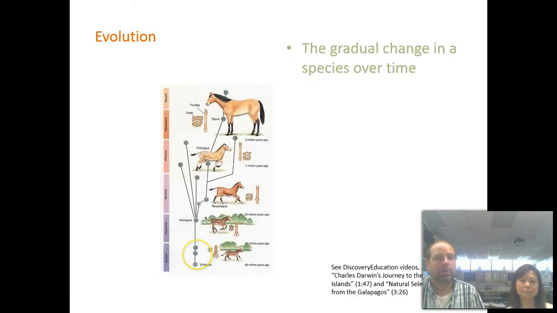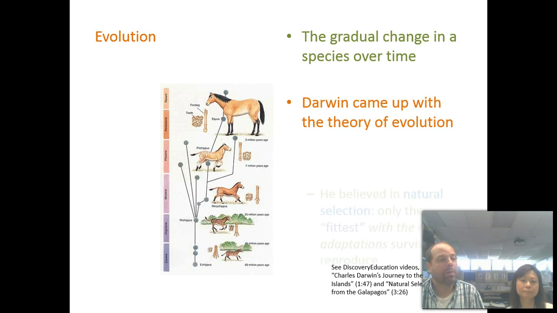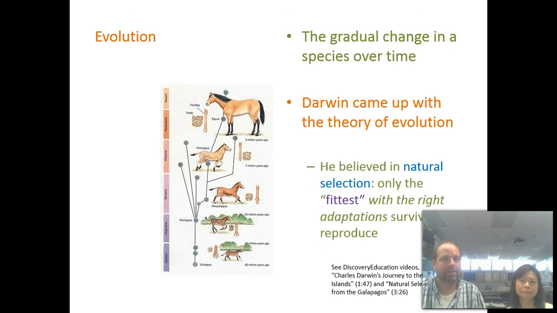Darwin is the first person to come up with a theory of evolution. And evolution is a gradual change in a species over time. If you look here, we have fossil evidence of a horse that, well, I don't know, millions of years ago, and the horse slowly changed into what the horse is today. A lot bigger, probably a lot stronger, and a lot faster than it was.